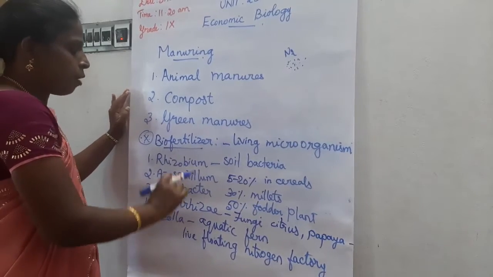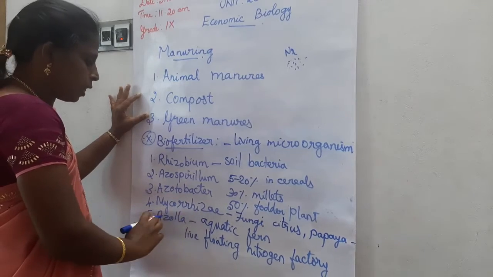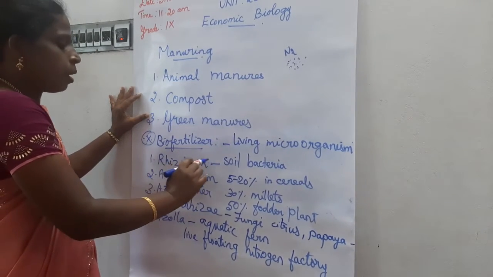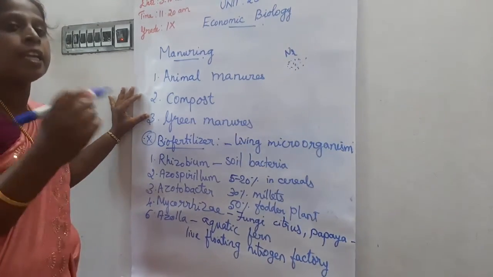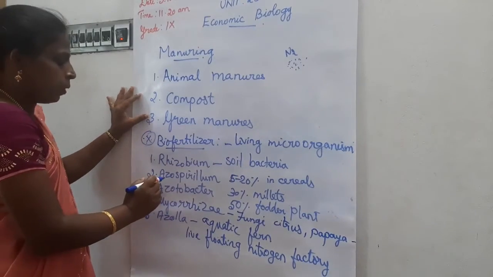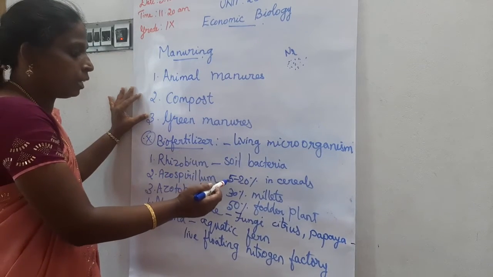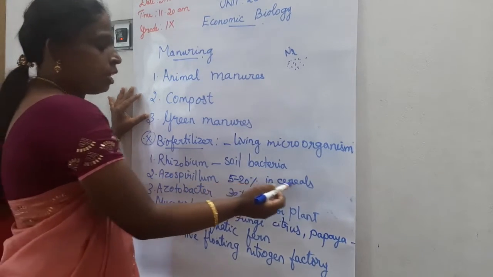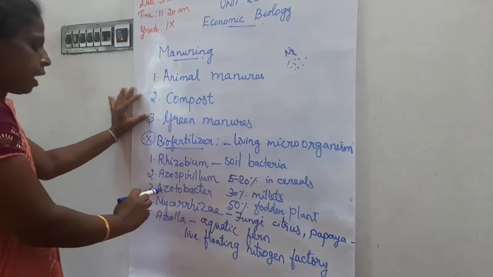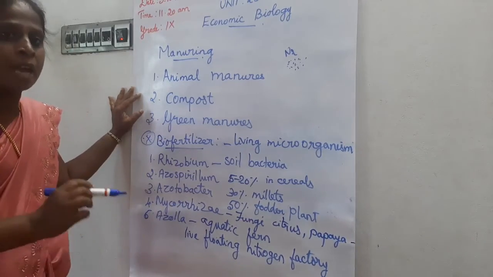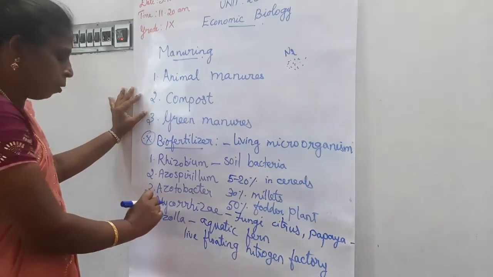So the different types of biofertilizers are Rhizobium, Azospirillum, Acetobacter, Mycorrhizae and azolla. Rhizobium is a soil bacteria which can fix atmospheric nitrogen to the soil. It can be converted to ammonium. Azospirillum, when inoculated into the plant, increases productivity by about 5 to 20% in cereals, 30% in millets and 50% in fodder plants. Then Acetobacter is also a bacteria. It acts as an antibacterial and antifungal compound.